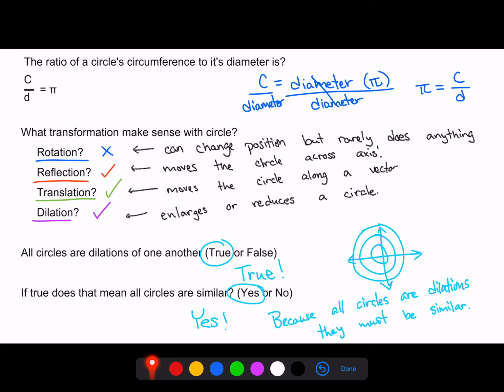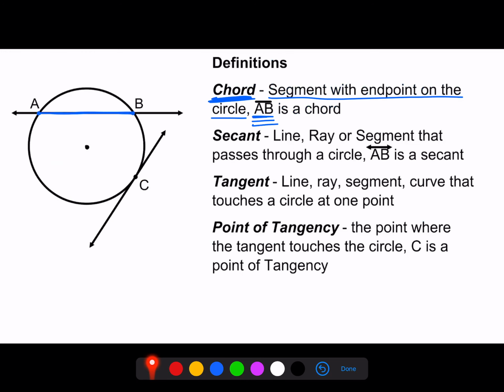It's the same all the way through with any type of circle. So all circles are dilations of one another. That's absolutely true. Would that mean that all circles are similar? Yes. If objects are just dilations of one another, that means they're going to share all the same angles, all the same properties, so they are similar to each other. All circles are dilations, so all circles are similar.